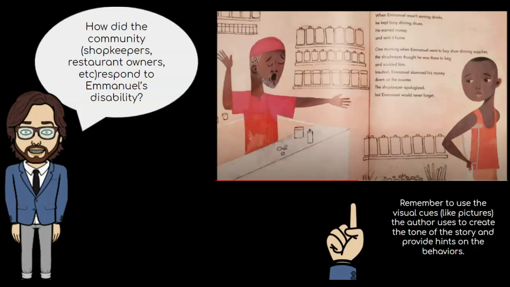Now, continuing in the story, how did the community, like the shopkeepers, the restaurant owners, all the people that saw him, respond to Emmanuel's disability? Look at pictures like this to remind yourself of the story. And if you need to, go back and just double-check the video. But think here. What are some ways that Emmanuel's community first reacted to his disability initially? Go ahead and hit pause and brainstorm.